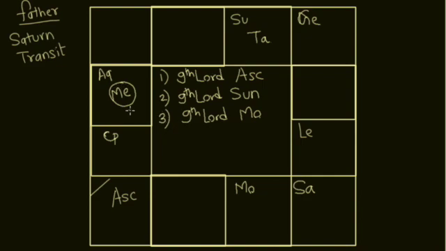So Saturn's transit over Mercury, over Sun, or over Saturn is going to give problem to the father based on these three rules: ninth lord from ascendant, ninth lord from Sun, and ninth lord from Moon.